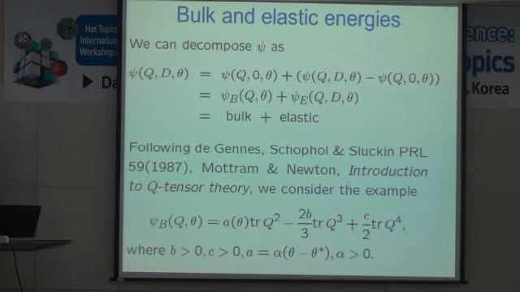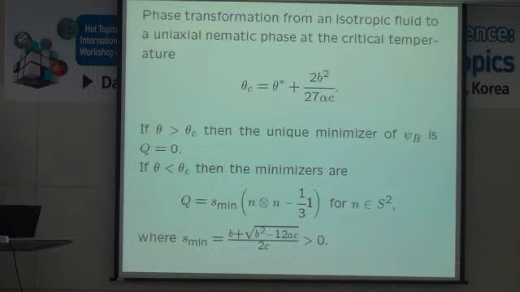So you can ask the question, at the temperature theta, what are the matrices Q that minimize this function? Okay, and so you do a calculation, and you find that you get a phase transformation at the critical temperature, theta critical, which is given by this formula, theta star plus 2b squared over 27 alpha c. And so if theta is bigger than this temperature, then the unique minimizer of the bulk energy is given by Q equals zero, which is consistent with having an isotropic fluid from the definition of Q. And if theta is less than theta critical, then the minimizers are indeed uniaxial with a specific value of the scalar order parameter. So the minimizers, you can have any unit vector n here, and there's a scalar order parameter given in terms of the parameters.